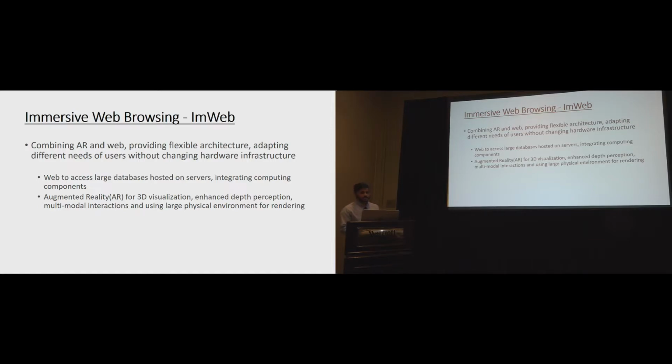Our system, ImWeb, which is immersive web browsing, combines augmented reality with web browsing. It provides a flexible architecture to adapt to different needs of users without changing the hardware structure a lot. The first component is the web, which is used to access large databases hosted on servers and integrate intensive computing components through the servers.